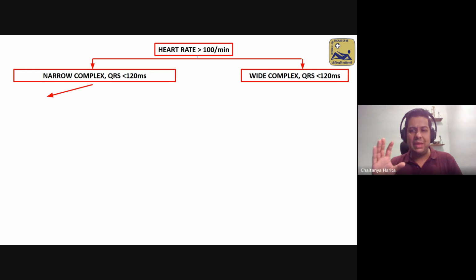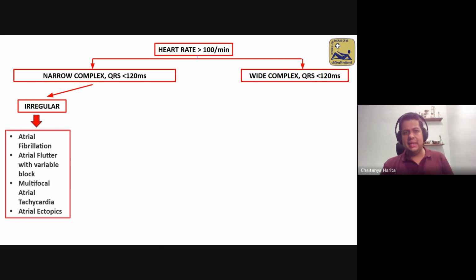If it's a narrow complex tachycardia, QRS less than 120, is it irregular or not? If it is irregular, you have a few conditions. The most common for all of you is atrial fibrillation, atrial flutter with variable block, multifocal atrial tachycardia, and atrial ectopics. All have the word atrial in it because it is narrow complex; it can only arise from the atria. Your best examples are AFib and flutter with variable block.